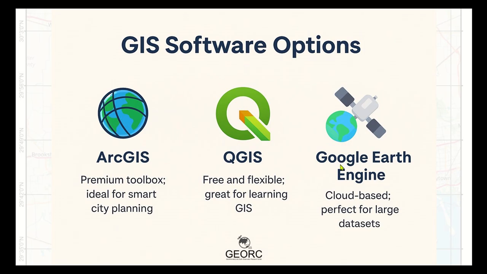online. So in short, we can say ArcGIS is professional and powerful tools, QGIS is free, flexible, and great for beginners, and Google Earth Engine is cloud-based, perfect for big data and environmental studies. So choosing the right software depends on your project, just like choosing the right tool for the job.